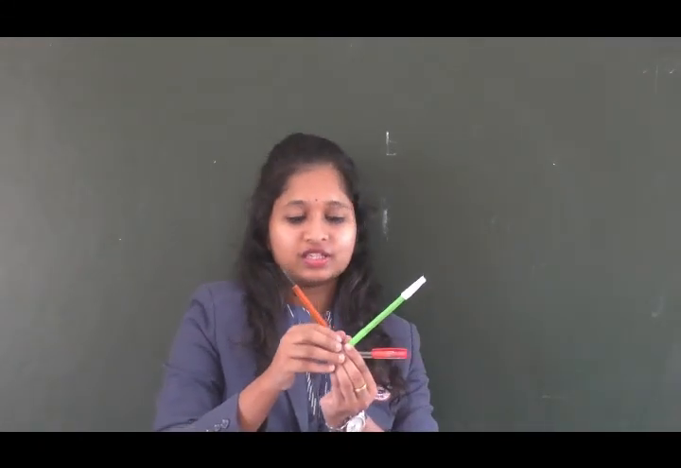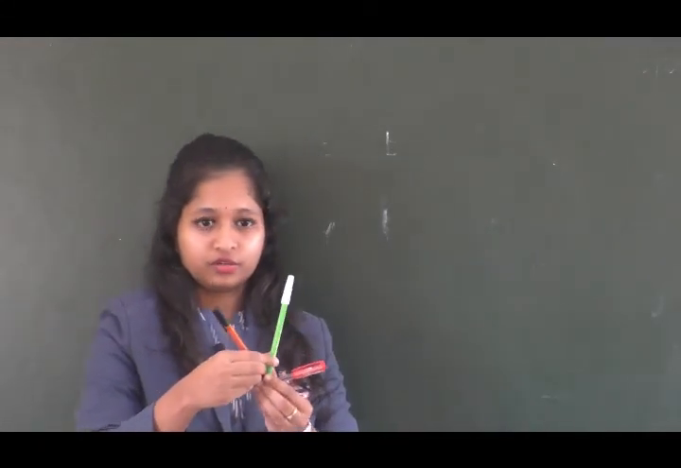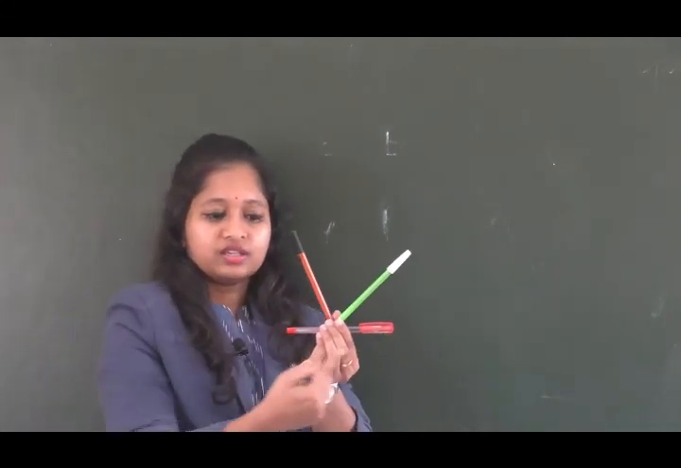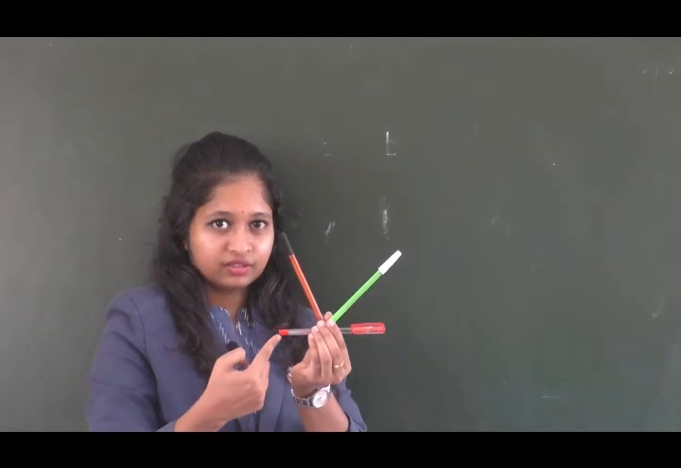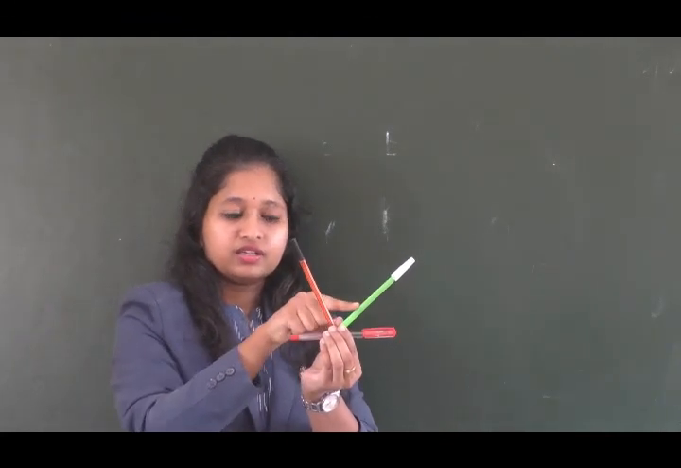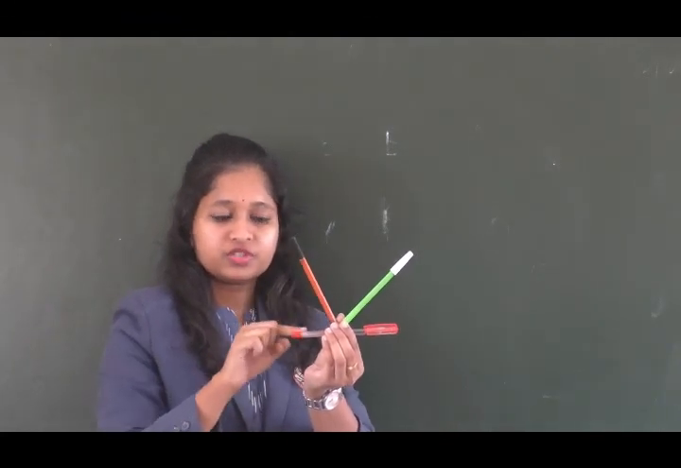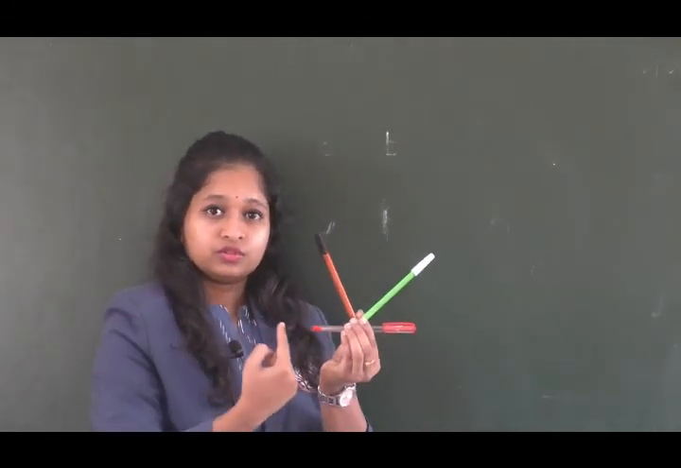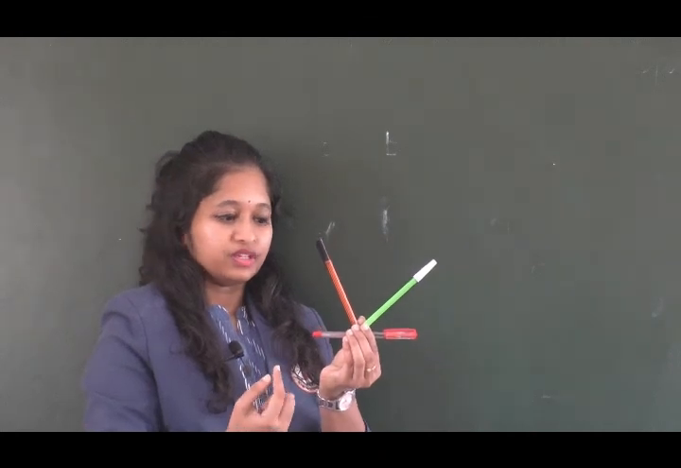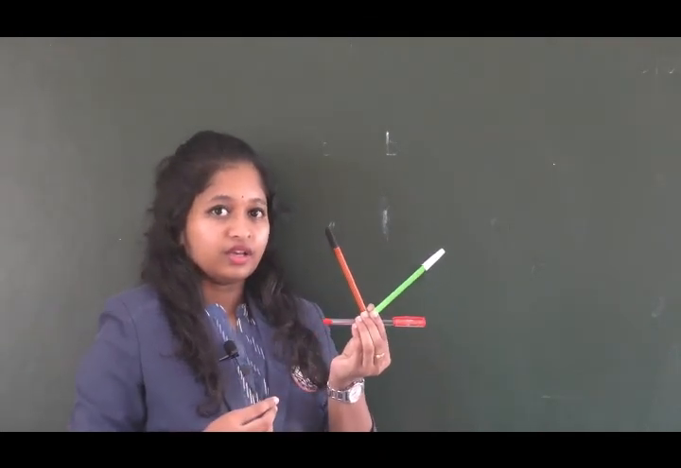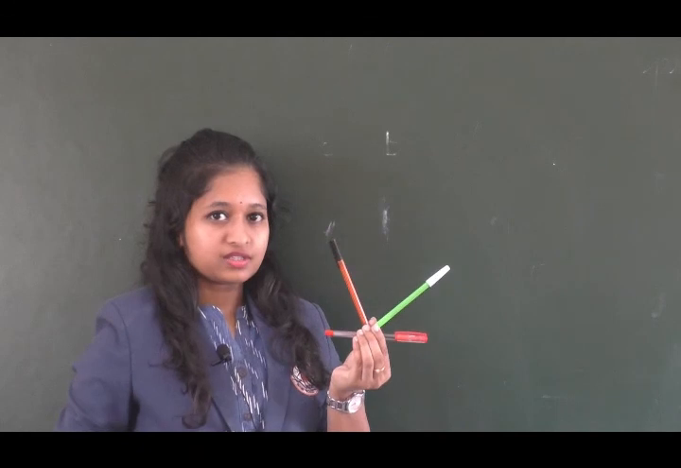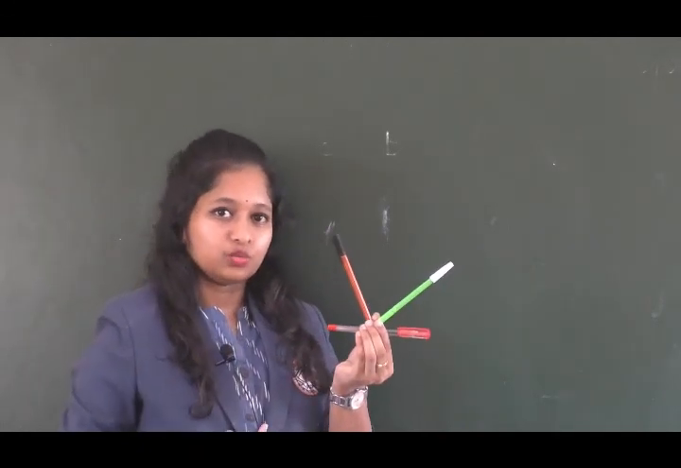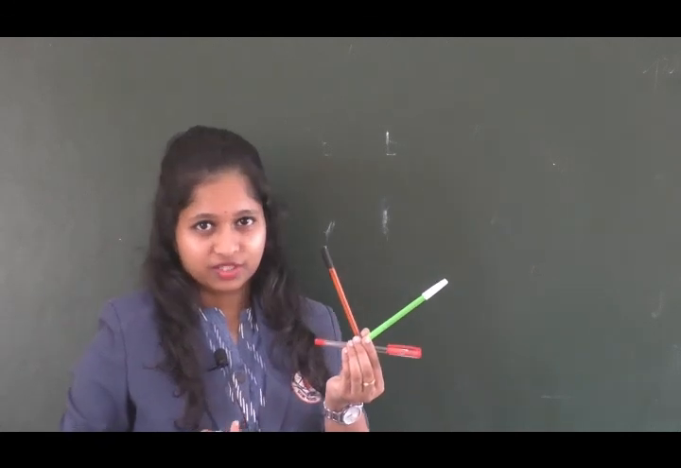Now I place one more pen here. Now this is a straight line and some angles have formed here. Now what is this? They are having angles in which the sum of angles is equal to 180 degree.